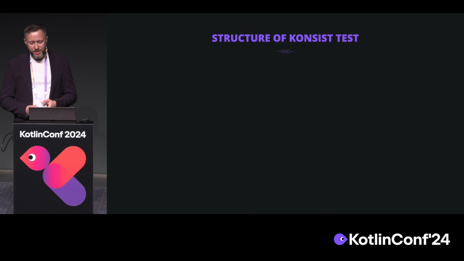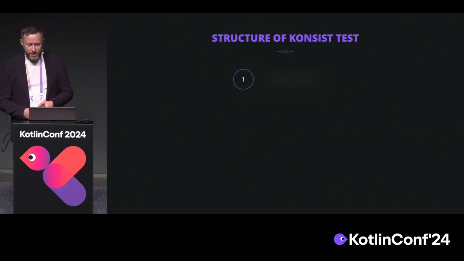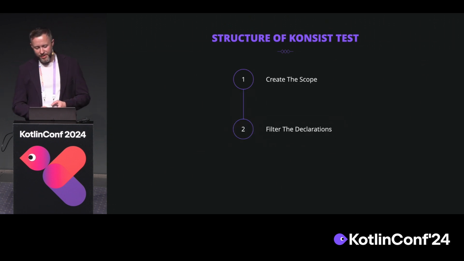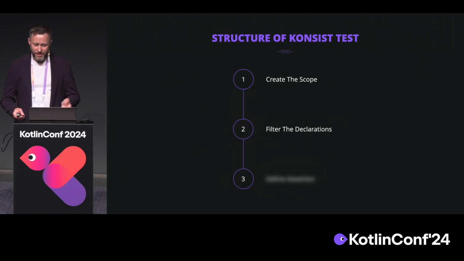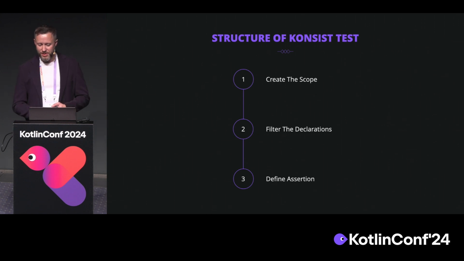So Jane learned that on a high level, a Konsist test follows a very simple structure. She needs to create the scope, then filter the desired declarations, and finally define the assertion. So let's take a closer look at each of these building blocks.